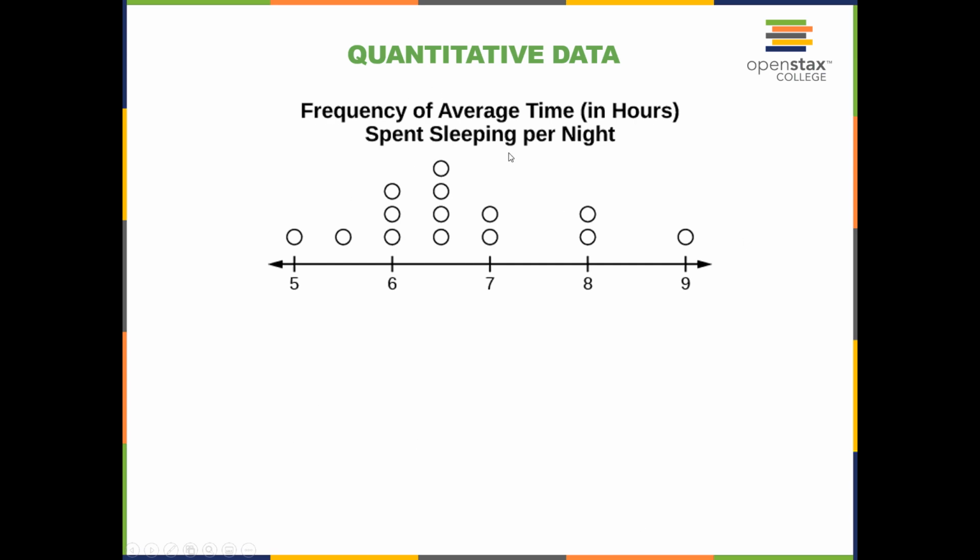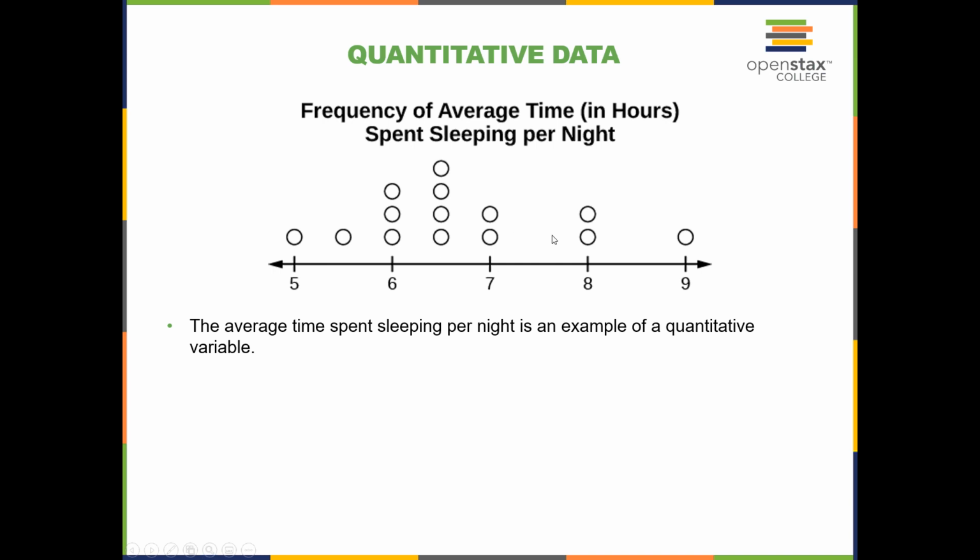Quantitative data example here represented by a graph called a dot plot. It's quantitative because it's a quantity. We're seeing the average hours sleeping per night. So each one of these dots represents a certain number of hours a person sleeps per night.